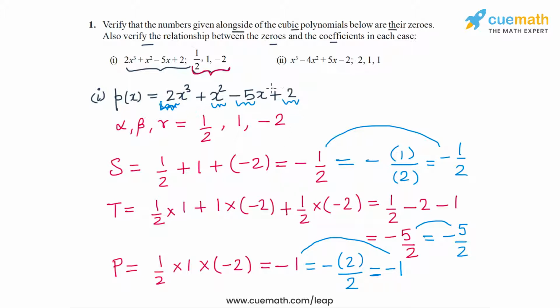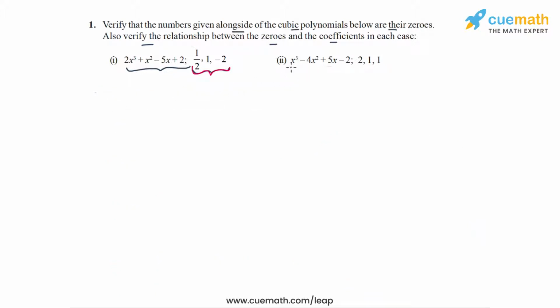Now let's do the same thing for part 2. In part 2, the polynomial given to us is x cube minus 4x square plus 5x minus 2. So let's assume this polynomial to be p(x) again. So p(x) is x cube minus 4x square plus 5x minus 2, and we have to verify whether the three numbers given to us, 2, 1 and 1, are zeros of p(x) or not. So two of these three numbers are identical, 1 and 1. So we just need to check p of 1 only once.